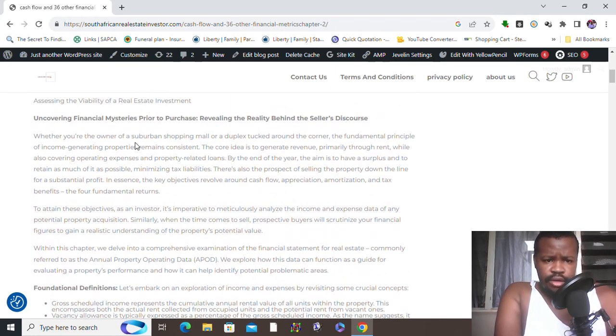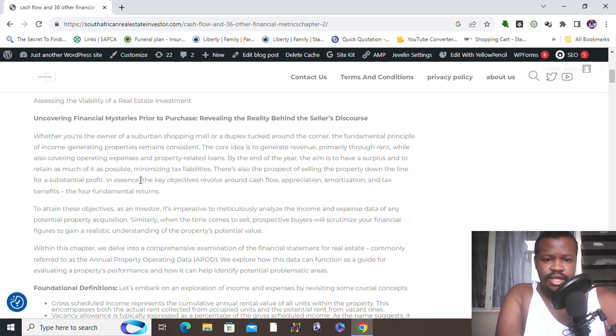Whether you're the owner of a suburban shopping mall or a duplex tucked around the corner, the fundamental principle of income generating properties remains consistent. The core idea is to generate revenue primarily through rent while also covering operating expenses and property related loans. By the end of the year, the aim is to have a surplus and to retain as much of it as possible, minimizing tax liabilities. There's also the prospect of selling the property down the line for a substantial profit.